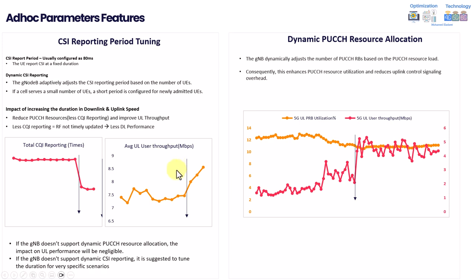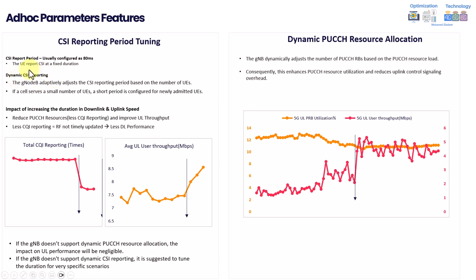This can be done in very particular scenarios, because once you increase this from 80 milliseconds to 160 milliseconds, the drawback is that it can also be reflected on the downlink, because you will not have a timely update of the CQI. So the GNB can take a wrong or inaccurate decision, and it can also impact the downlink throughput. So the main idea is that increasing the duration can reduce the BCH resources, give less CQI reporting, and improve the uplink performance. And with less CQI reporting, as I mentioned, the RF or radio measurements are not timely updated, so it can have less downlink performance.